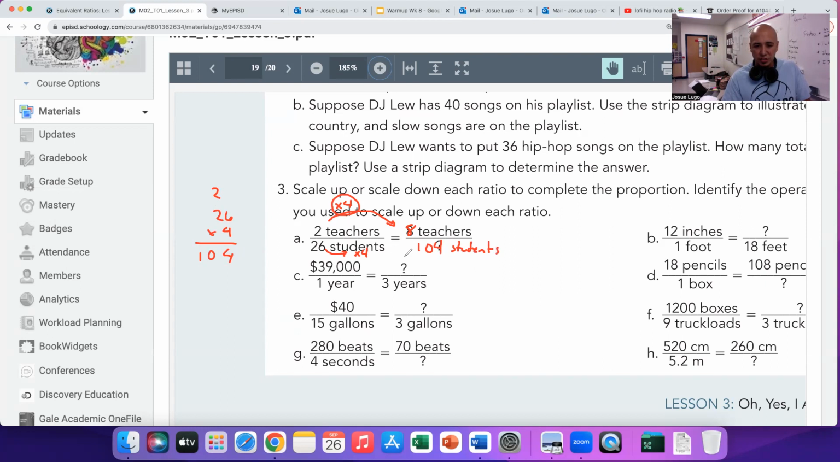So on Schoology, the answer would just be 104 because we're asking about the students, 104. It looks like a 9, but that's a 4. All right, same thing. What about this other one? Let's do a couple more examples like this one.